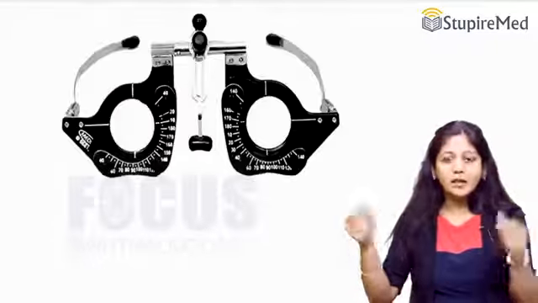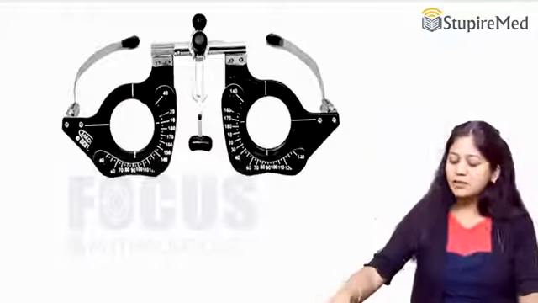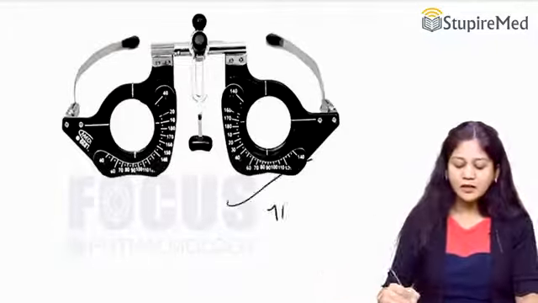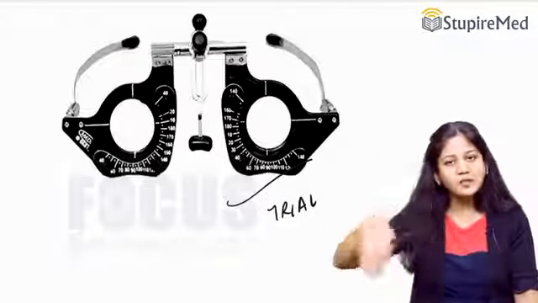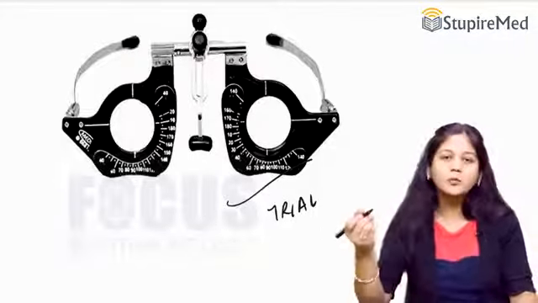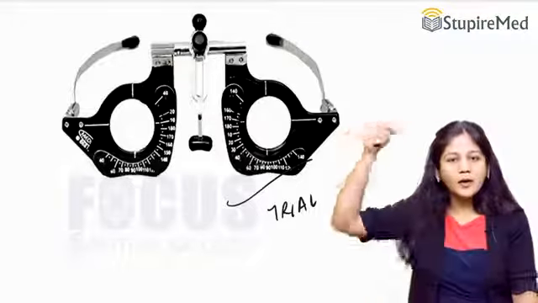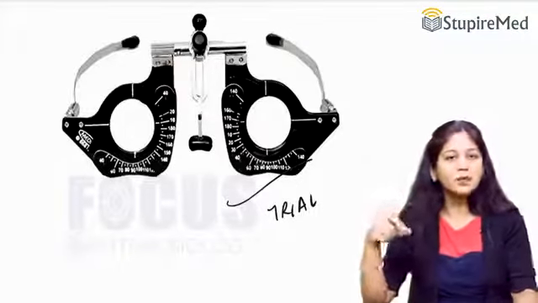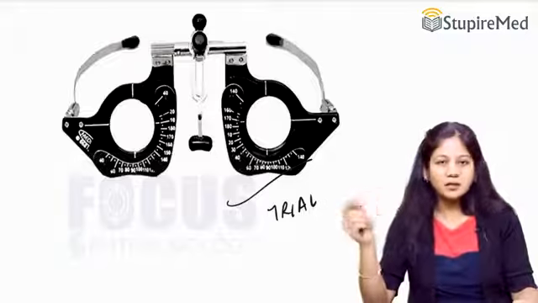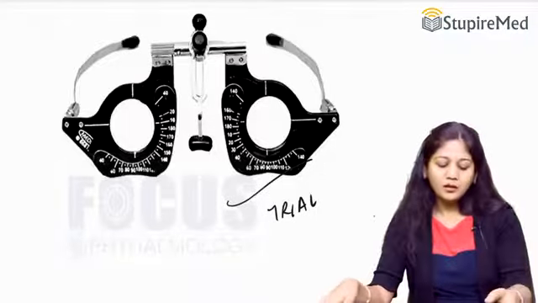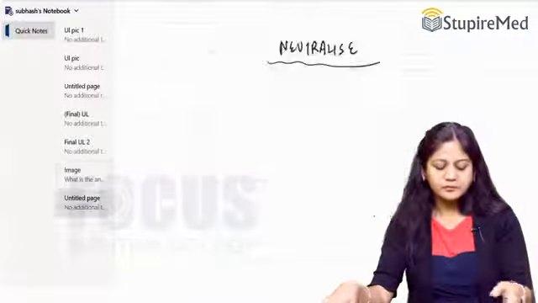a lens which is of plus value, and I will be putting in the trial frame, as you see in this picture. This is the trial frame here, and we have various measurements, markings here for the cylinders. We have slots for putting spheres as well. So, I will be putting a plus sphere lens in the trial frame in front of the patient's eye.